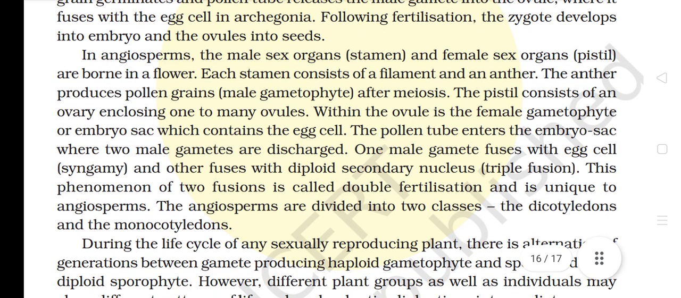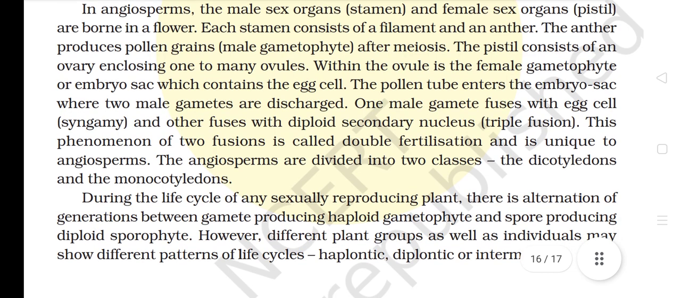In angiosperms, the male sex organ, the stamen, and the female sex organ, the pistil, are borne in a flower. Each stamen consists of a filament and an anther. The anther produces pollen grains, the male gametophyte, after meiosis. The pistil consists of an ovary enclosing one to many ovules. Within the ovule is the female gametophyte or embryo sac which contains the egg cell.